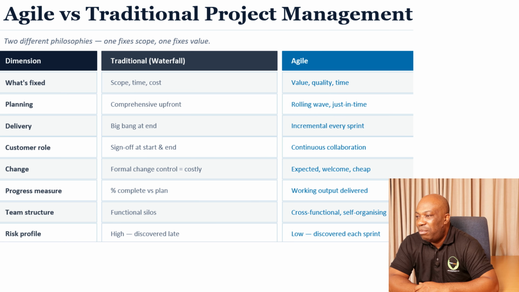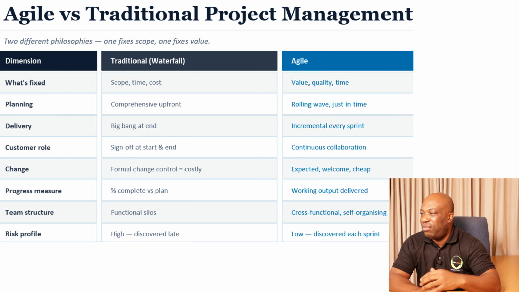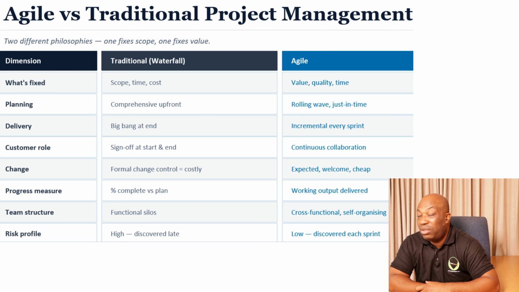Then in terms of progress as a dimension, you'll find that for traditional, it has to be a percentage complete versus plan. But for Agile, you're working with output delivered. What are you delivering in the Agile approach? Then in terms of team structure, you have functional silos, which means you have different systems working independently for the traditional waterfall approach. When it comes to Agile, you actually have cross-functional and self-organizing teams. That is the main difference between the traditional team and Agile.